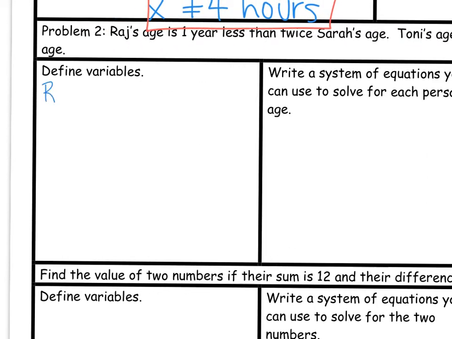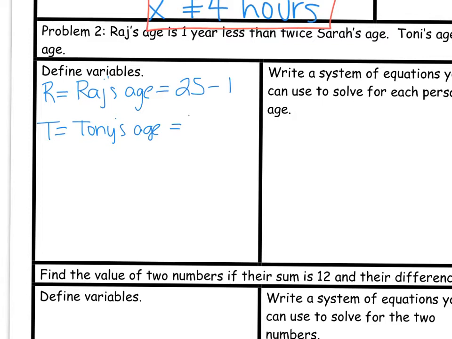So R equals Raj's age, and we know that is 2 times Sarah's age minus 1. T is Tony's age, and Tony is 3 times Sarah's age minus 2, and we're going to let S equal Sarah's age.